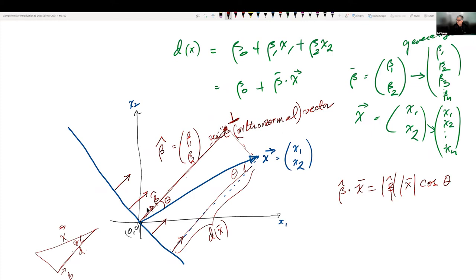So the distance would be this. Of course, the size of this is one. The size of this is whatever. And so what you realize is the distance of a point from this decision boundary is truly beta hat dot X. So you say, well, that is good.